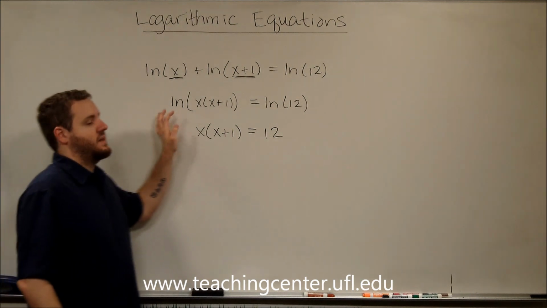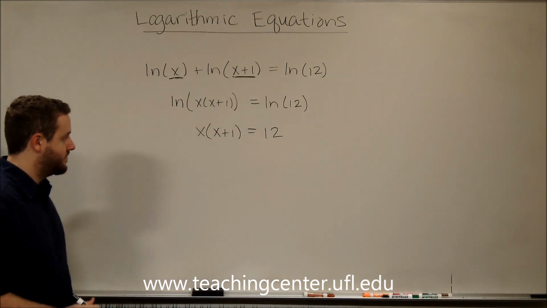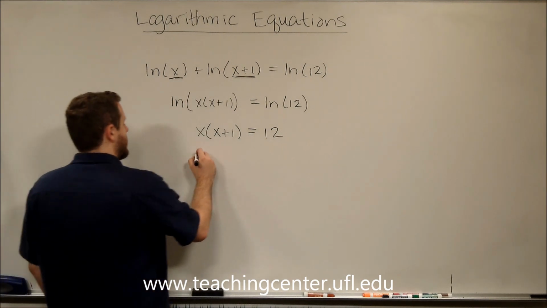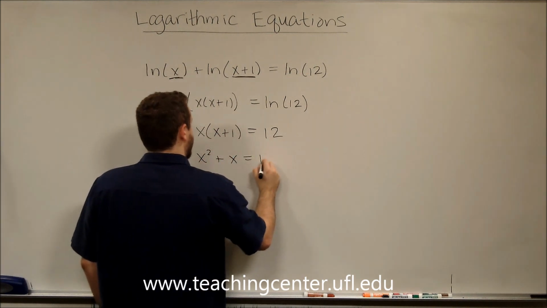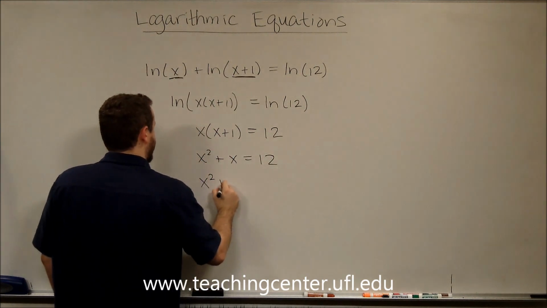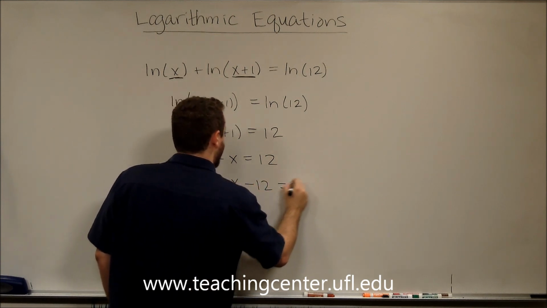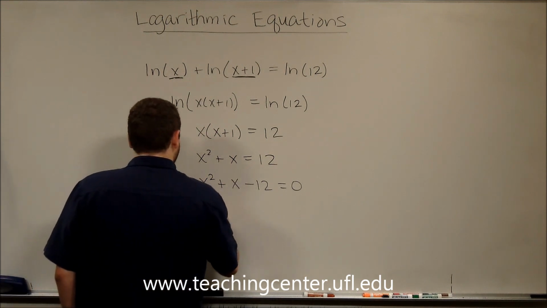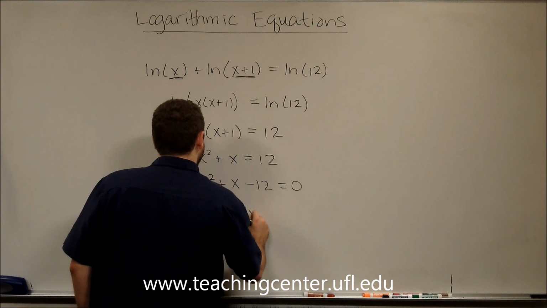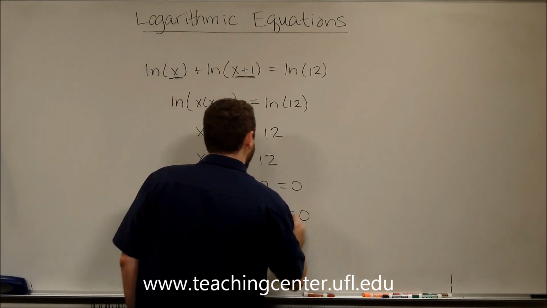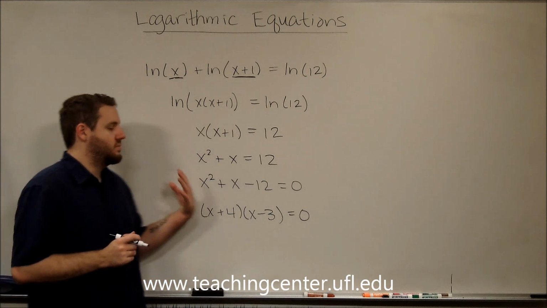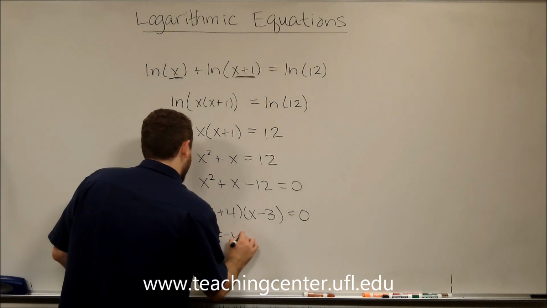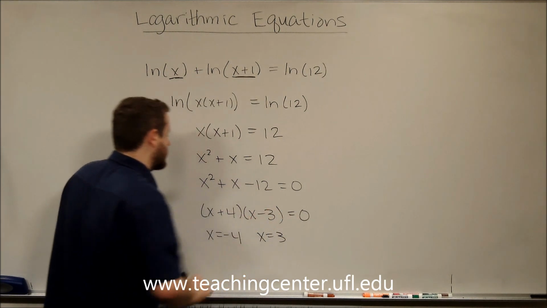Algebraically, you could show that by raising e to the power of both sides of the equation. So from here, you just get a typical algebra equation. This would be x squared plus x equals 12, which means x squared plus x minus 12 equals 0. This is a quadratic equation that we could factor, and we would get x plus 4 times x minus 3. Many students would get to this point and say, well, now this is easy to solve. I know that x equals negative 4 or x equals 3.